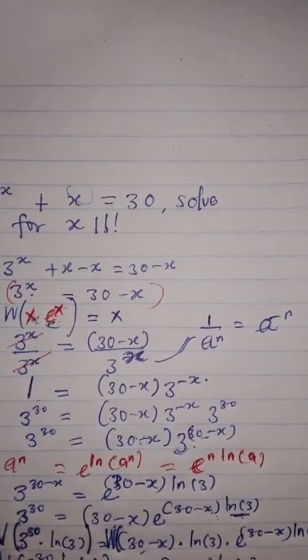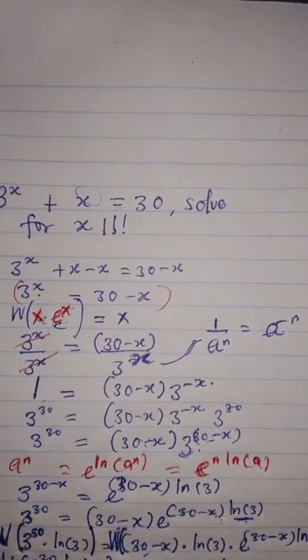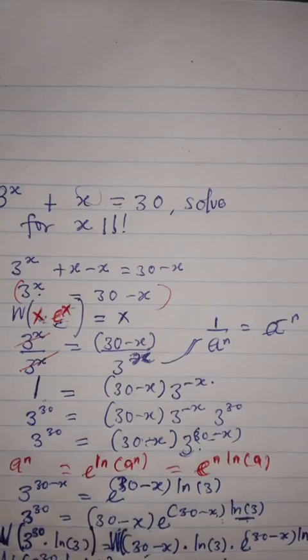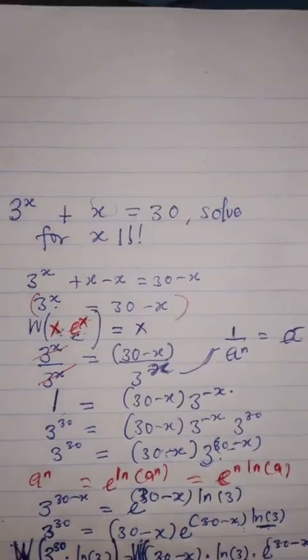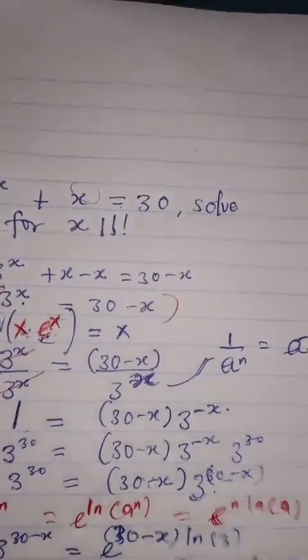All right, now what we need to deal with is this value over here: how to evaluate the Lambert W function of 3 raised to the power of 30 multiplied by natural log of 3. We don't need to use any calculator, we don't need to use Wolfram Alpha or any internet to solve this. It is very easy and straightforward. So this is what we are going to do.